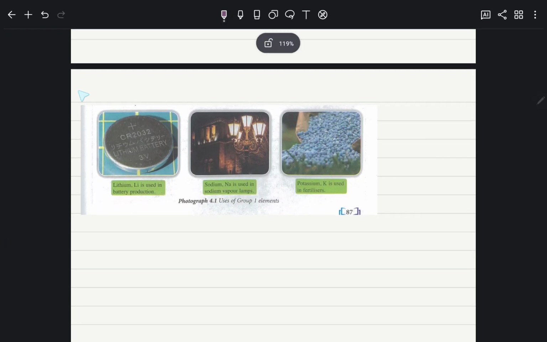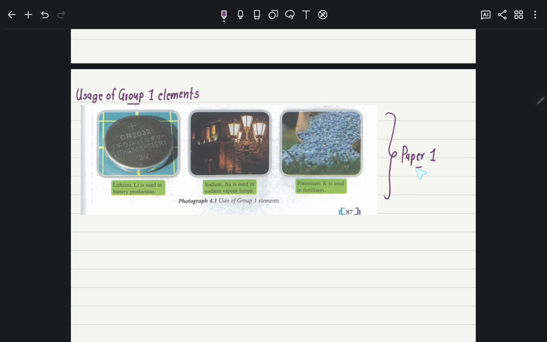This is what we call the usage of group 1 elements. Just now I talked about three elements, right? Lithium, sodium, and potassium, correct? So these are their usage. Because you are learning about them, you should know their usage, physical properties and chemical properties. And do remember that these can be questioned in paper 1.